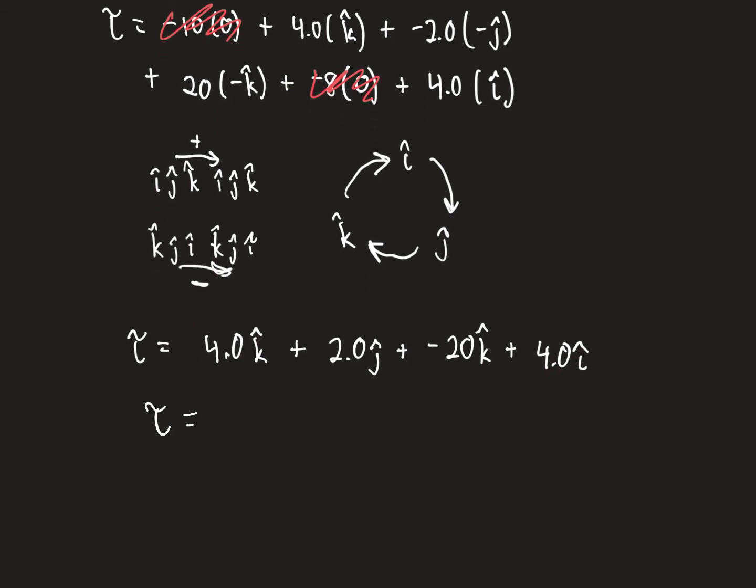And then if we want to be really nice and pretty with it, we typically write I hat first, so we'd have 4.0 I hat. And then we'd have plus 2.0 j hat. And then I would do negative 20 plus 4 gives me negative 16. So this would be a plus a negative 16.0 k hat. And this would be the final answer.